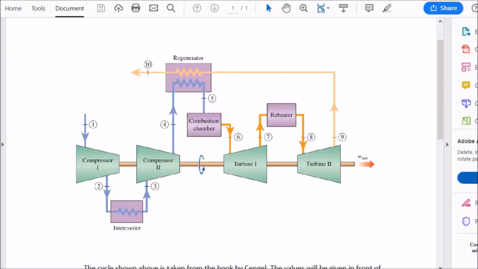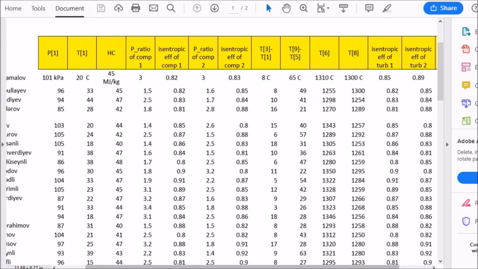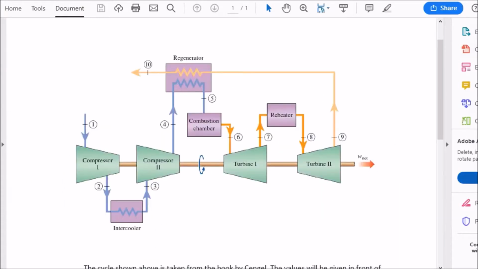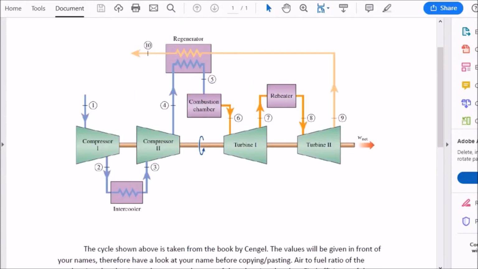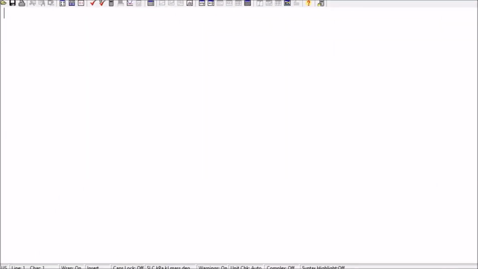And T3 minus T1, the difference in temperature between 3 and 1, and the temperature difference between 9 and 5, T6, and the temperature at T8, and the isentropic efficiency of turbines 1 and 2, as well as the power of turbine 2. These are the given values. Next is to enter these given values in EES.